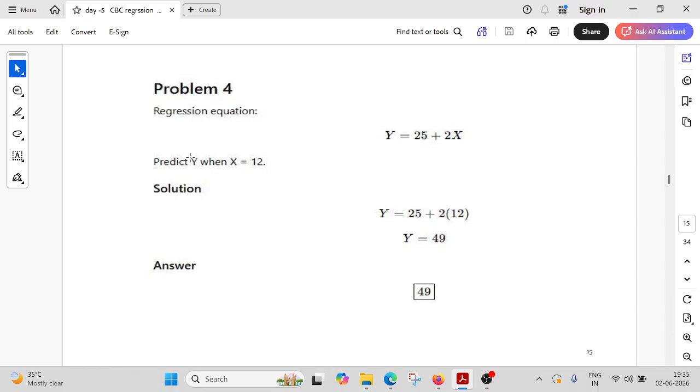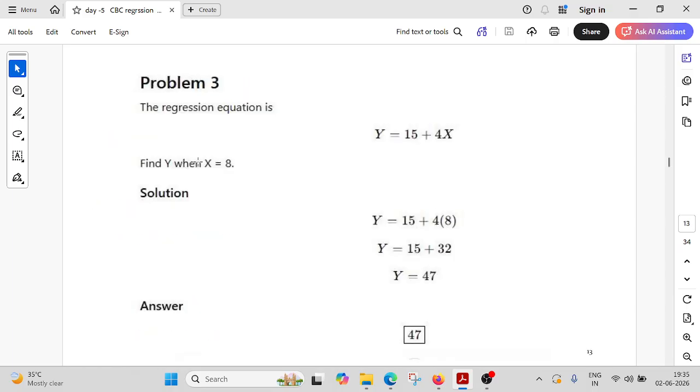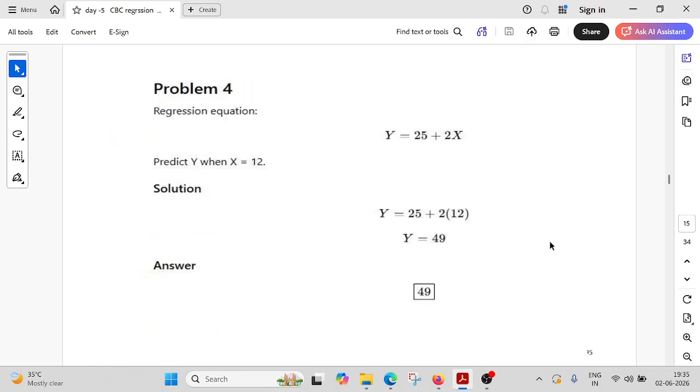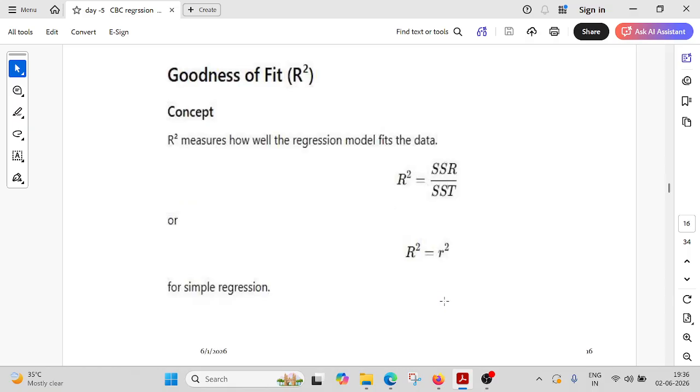He is asking for y. You may get a doubt, ma'am. I forgot to tell you about that. Here they have given predict y, so that's the reason you are using the y equation, not x on y. So y equals a plus bx. The a value is there, the b value is there. What is the x value? You put the x value in and you get the answer, 49. Very simple, very easy also.